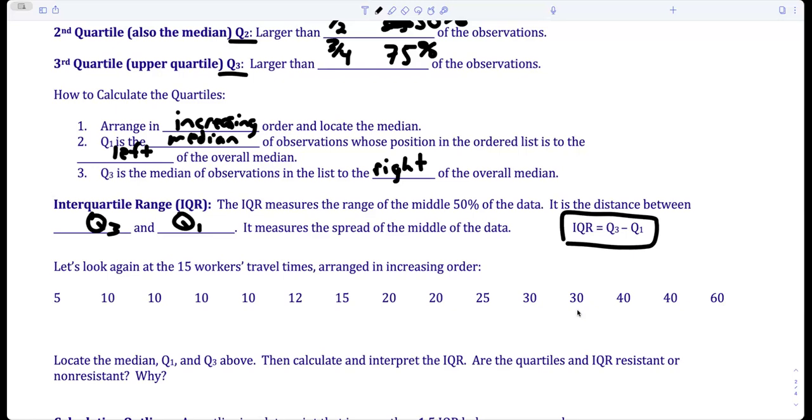The median, there's 15 total observations. So the median would be the middle one, which is this one. All right. The median is also called Q2.